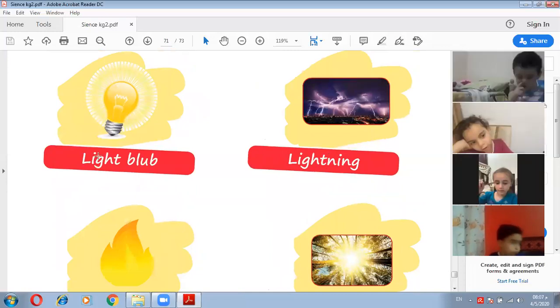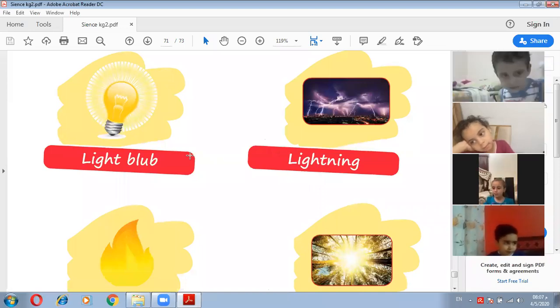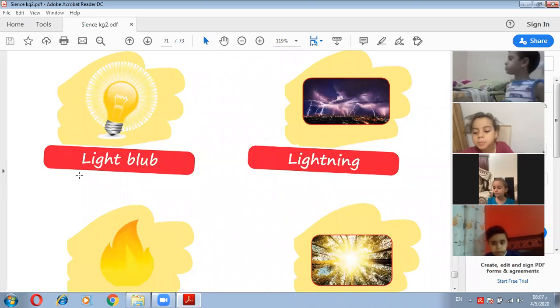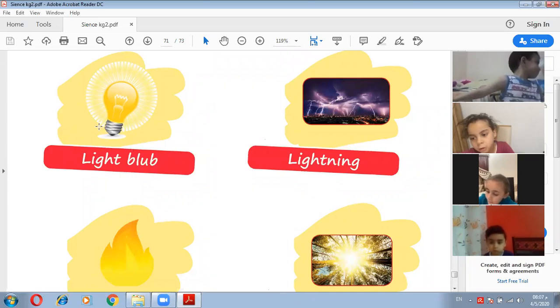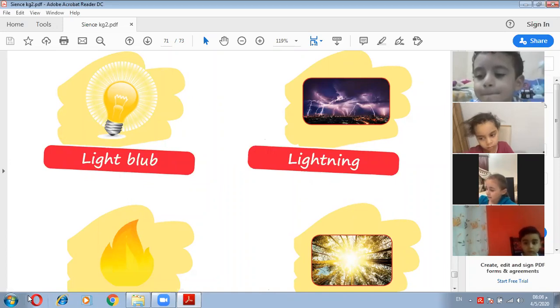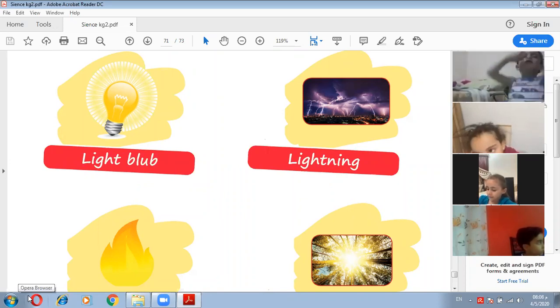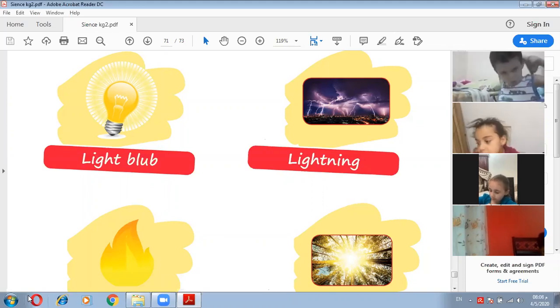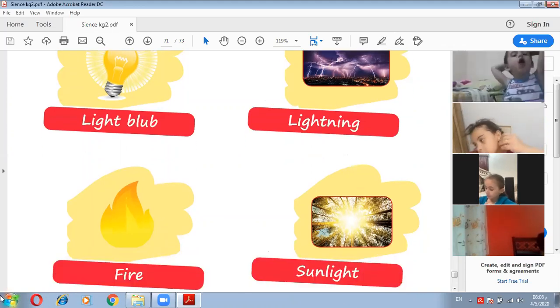Here we have a light bulb. The human can make this bulb. So this is an unnatural source, light bulb. Here lightning, also lightning gives us a light. And this light is a natural light, right, KG? So we have also a fire. We see that fire is so dangerous and we can get light from fire.